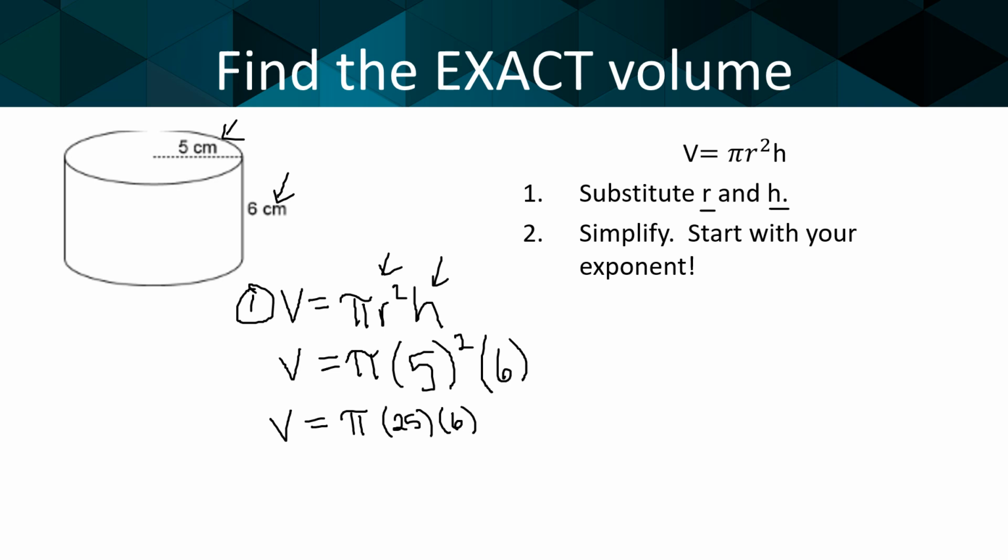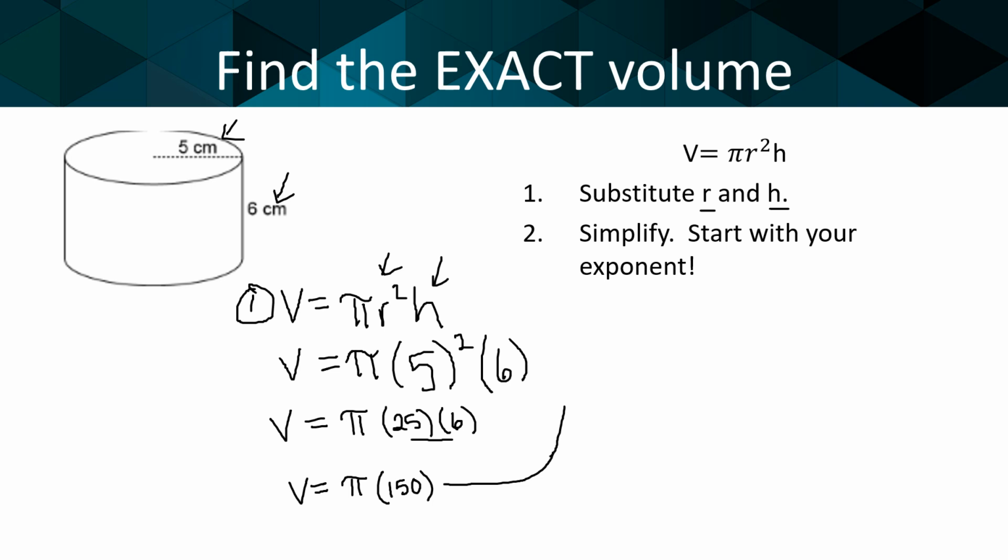One last piece. We need to combine our like terms, our 25 and our 6. We have to multiply those together. So that will give us volume equals pi times 150. Now, if you didn't know 25 times 6, go ahead and plug it into your calculator. But wait, there's more. We're not quite done yet. This is the correct answer, but it's not in the correct format. We need to simplify this.